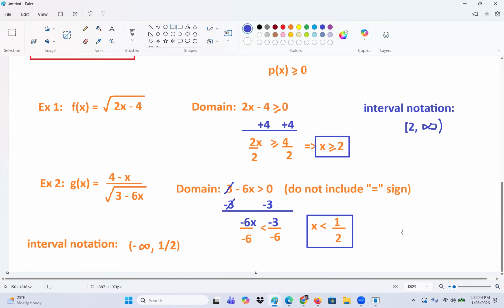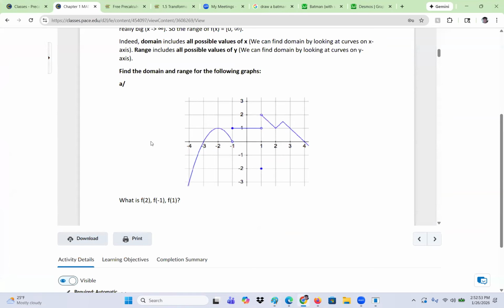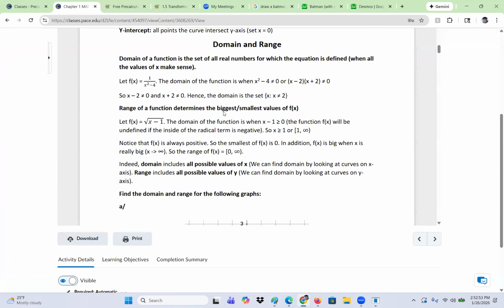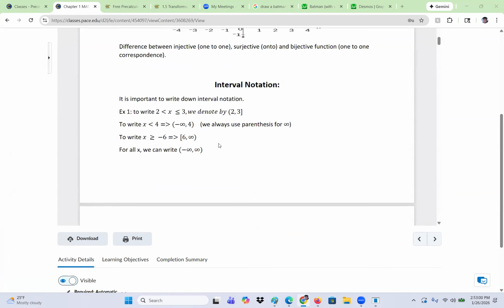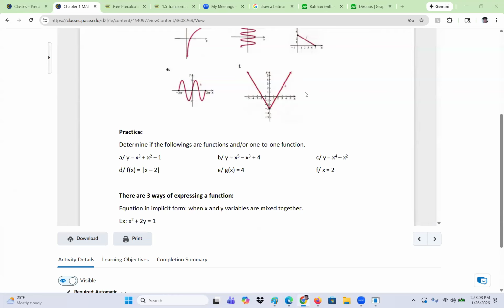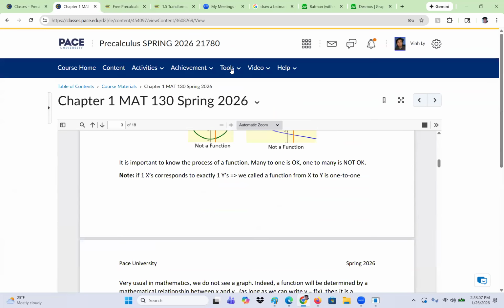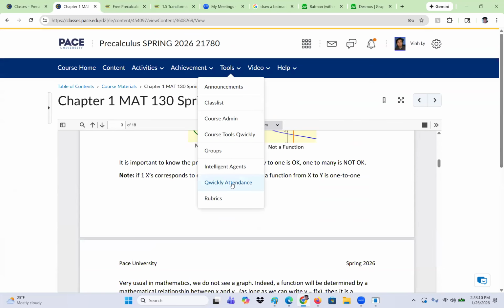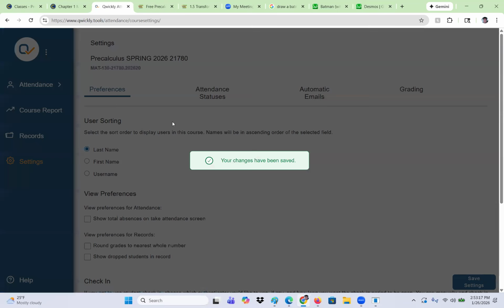All right, guys. It's been very tiring today because it's the first day of class and we have snow. I'll let you out early. Now when it comes to attendance, remember, if you have less than 3 absences, you're definitely going to get 3% added to your final grade. The problem is how we can do the attendance. We have to go to Tools and click on Quickly Attendance. Let me set up first.